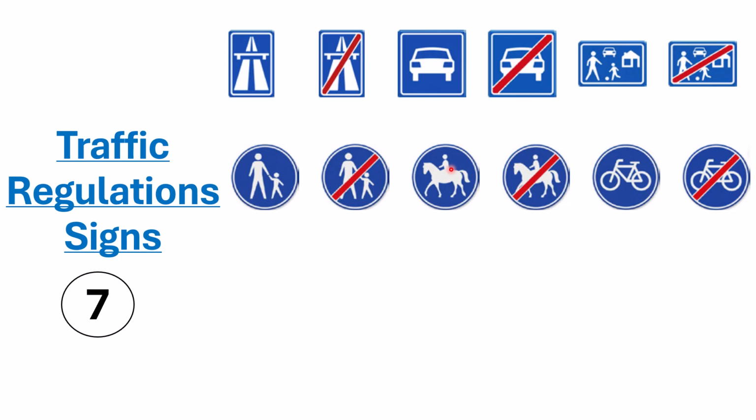And this horse rider signboard means the bridle way. So if this signboard is placed, this means that this is a bridle way. Any horse rider can use that path. And this signboard means the end of bridle way.